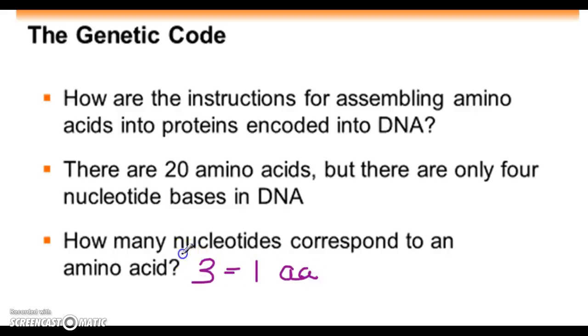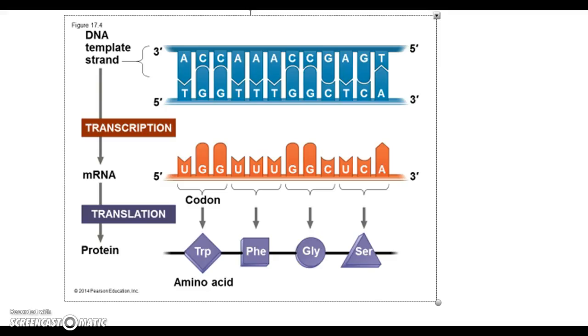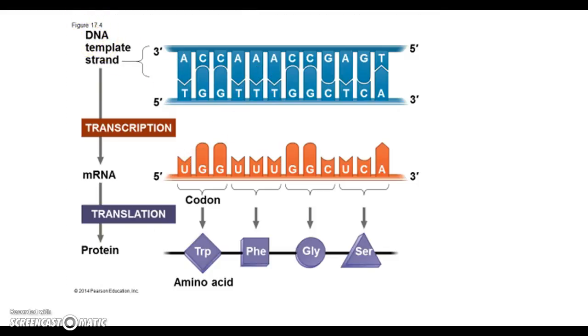Okay, so again, the 3 is 3 nucleotides for each single amino acid. And so you can kind of see that here in this diagram. Again, here's the central dogma. Here's the DNA to messenger RNA to protein. Again, DNA to RNA is called transcription, and RNA to protein is called translation.